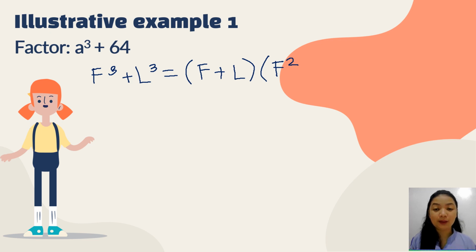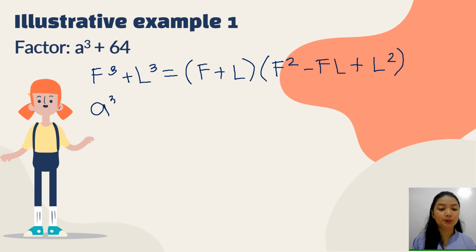So we have minus the product of the first and the last plus the square of the last term. So with this, we can have a cubed plus 64. Let us get the cube root of the first term, which is a cubed. What is the cube root of a cubed? Yes, that is a. How about the cube root of 64?